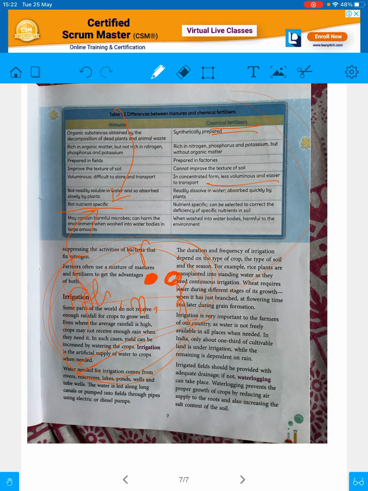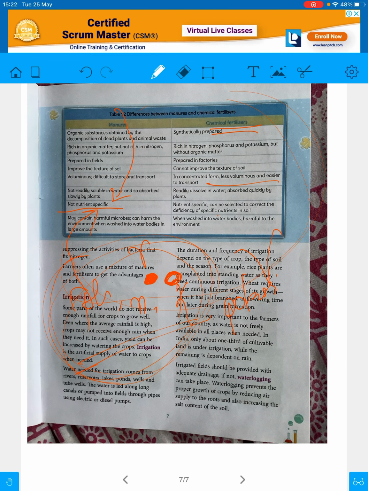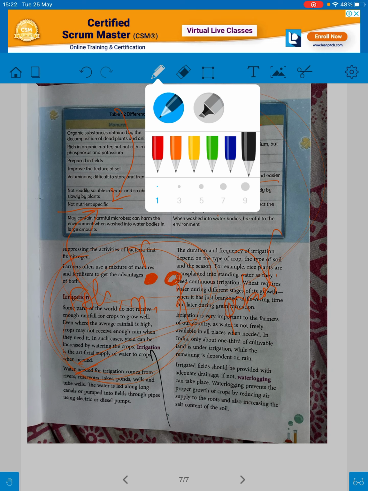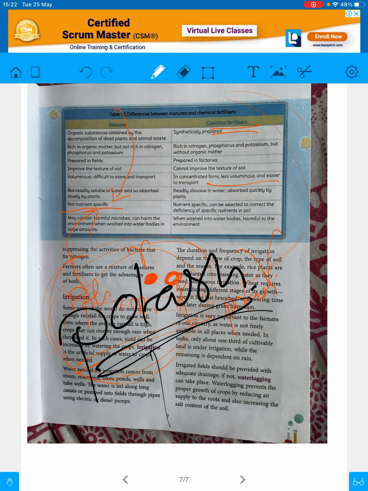But in the case of chemical fertilizer, we can choose a specific one. Suppose a plant only needs, say, potassium. We can just simply add potash. The name of the fertilizer is what? Potash. We can simply add potash and it will do the work, right? Now next is what?